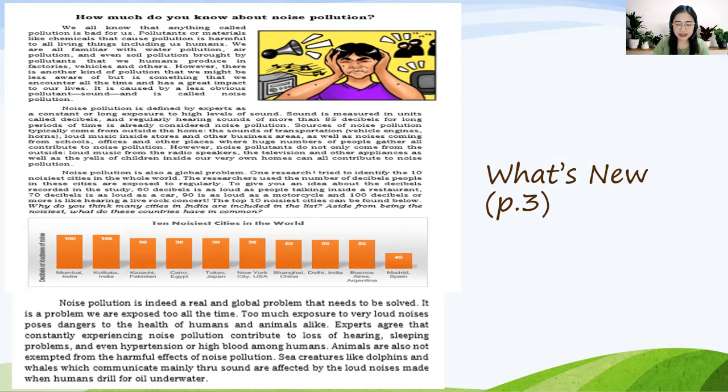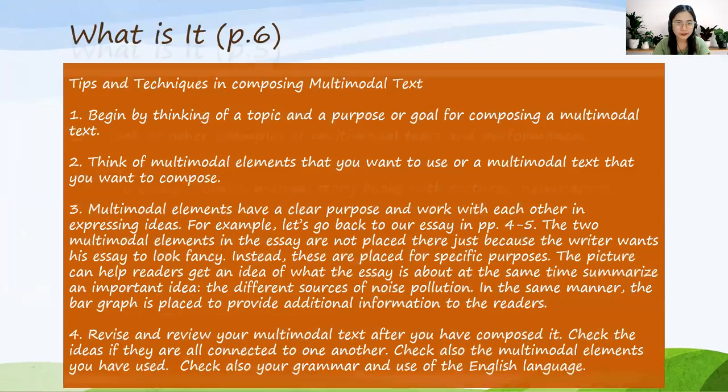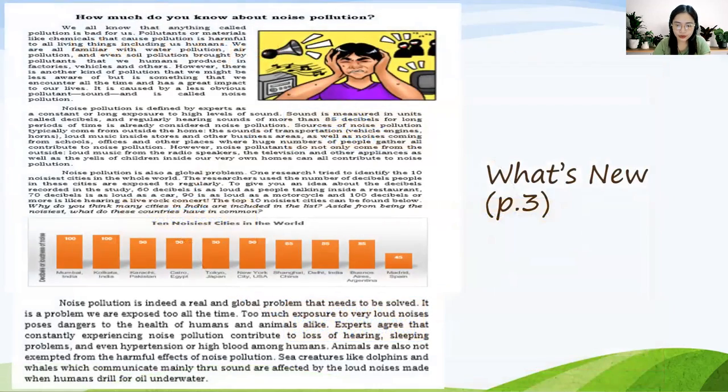Now let's think about the essay that we've read by answering the questions given to us. Questions can be found on page 5 of your modules. Try to answer these questions on your own. First question: what do you think is the author's purpose in this essay? Is it to inform? Is it to persuade? Is it to entertain? What do you think?